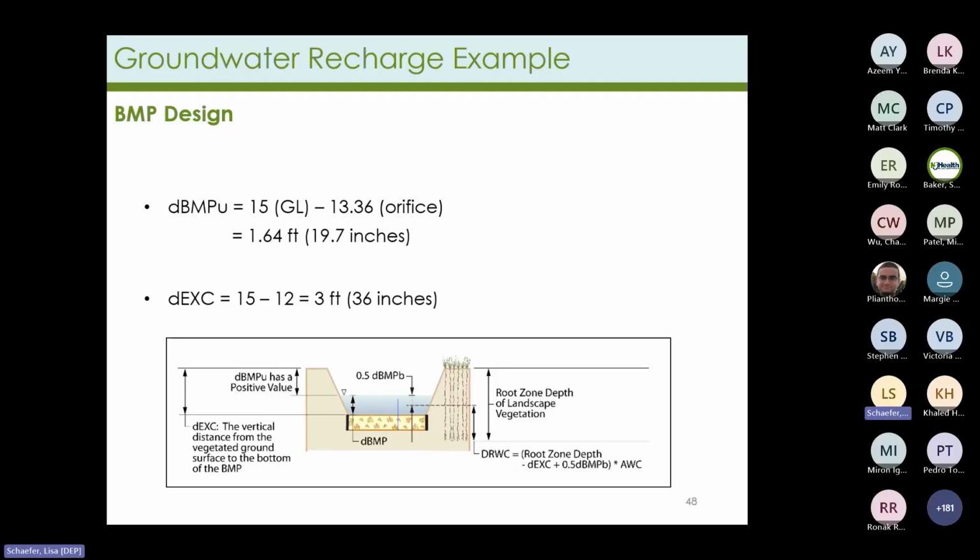The dEXC for this BMP, since it has an unvegetated bottom, is the distance from the vegetated ground level to the bottom of the BMP. So that's 15 minus 12, which equals 3 feet.